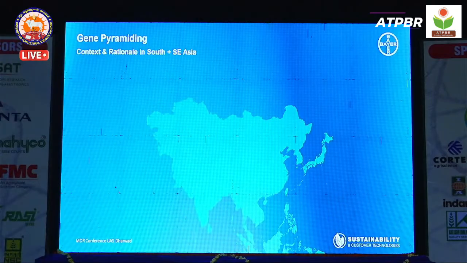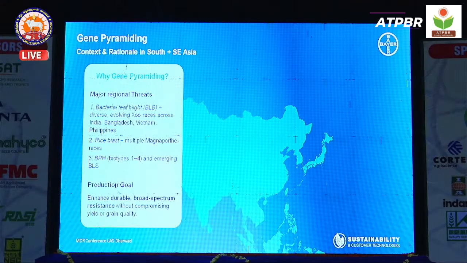On gene pyramiding, context and rationale in South and Southeast Asia. Why do we need gene pyramiding? Because we have major regional threats like bacterial leaf blight, which has very diverse, evolving races across India, Bangladesh, Vietnam, and the Philippines. Rice blast, again, has multiple Magnaporthe races. BPH has different biotypes, and there is emerging bacterial leaf streak. BLS is becoming very important, especially in Southeast Asia. Our production goal is to enhance durable, broad-spectrum resistance without compromising yield or grain quality.